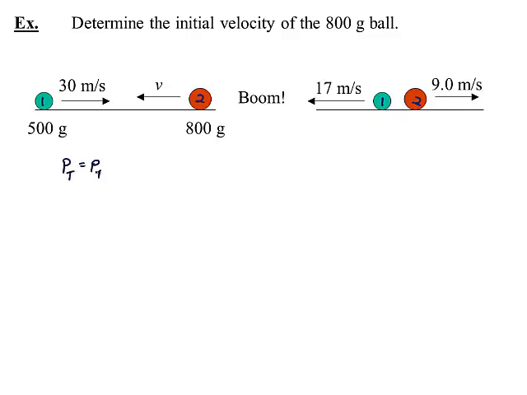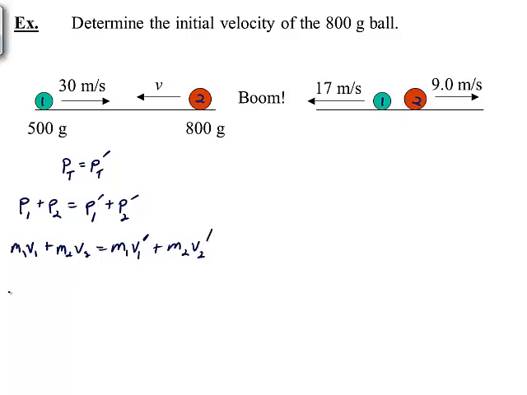So the total initial momentum equals the total final momentum. So the momentum of ball 1 plus the momentum of ball 2 before the collision is equal to the momentum of 1 after plus the momentum of 2 after. And we write that out as masses and velocities. We just plug in the masses, and when you plug in the velocities, we make sure to keep the positives and negatives straight.